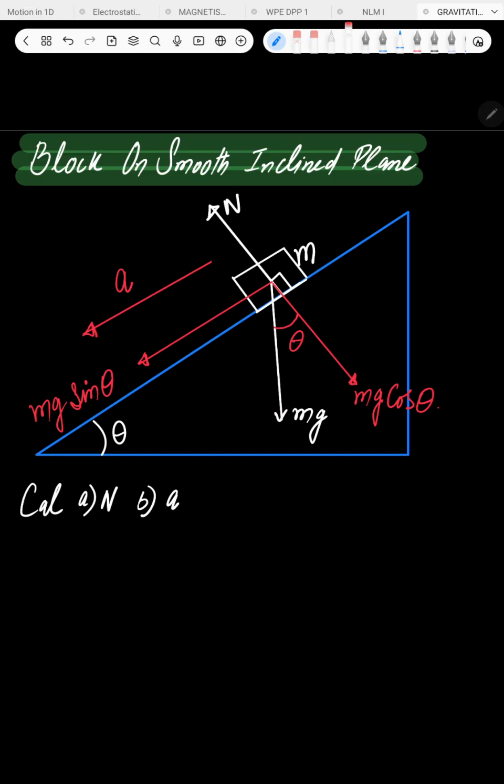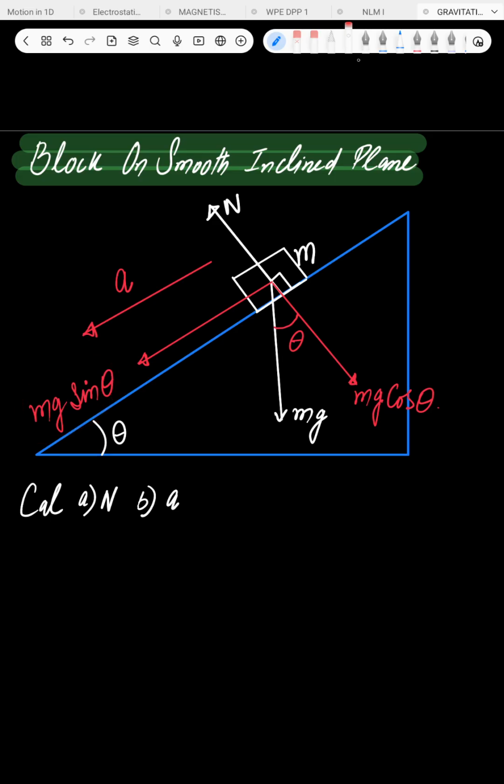Okay, now it's quite clear from this diagram that this normal reaction and this mg cos theta will balance each other, isn't it? The reason is that in this direction there is no acceleration of the block. And what about this mg sin theta? What will be the role of mg sin theta? It will simply accelerate the block down the inclined plane.